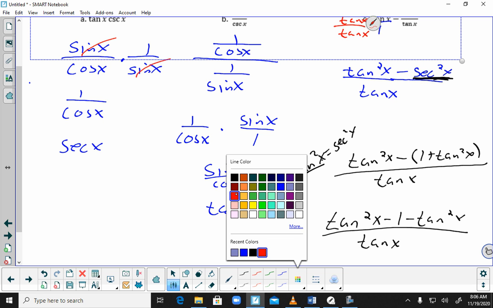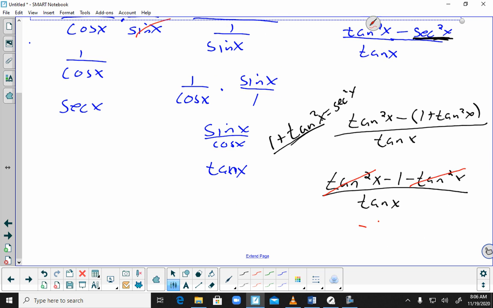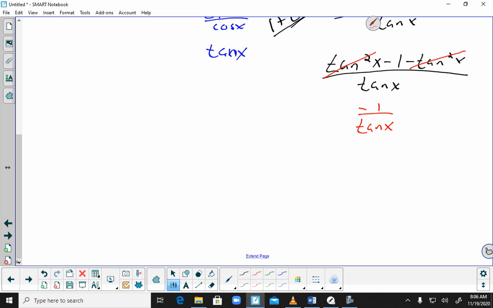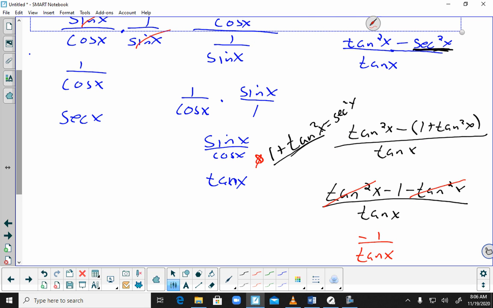These two, positive tangent squared and negative tangent squared, will equal 0. So I'm going to be left with a -1 over the tangent of x, which means I'm asking for the reciprocal of tangent of x, which would be cotangent, and then it's going to be negative. That is one way. If you didn't remember this Pythagorean identity, then I guess you're changing everything in terms of sine and cosine and doing it that way. A little bit more work, but still doable.